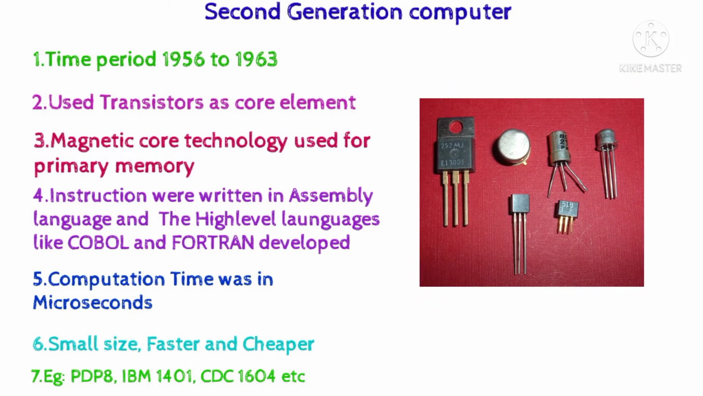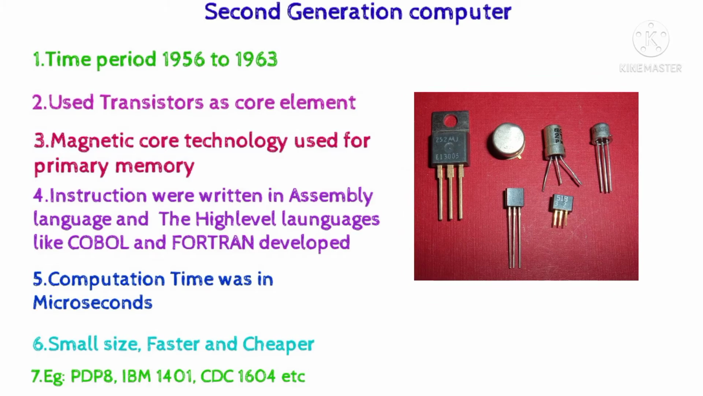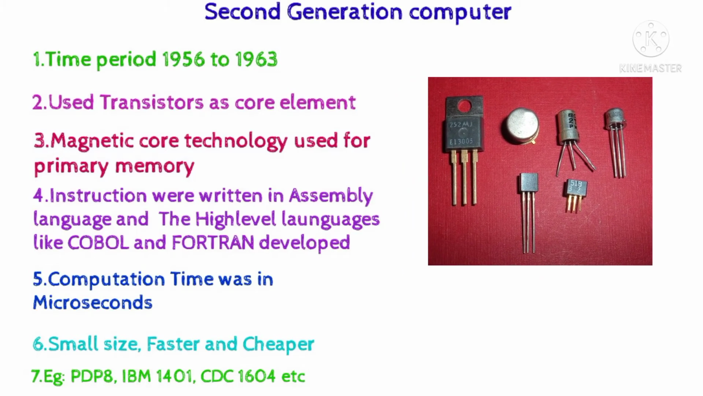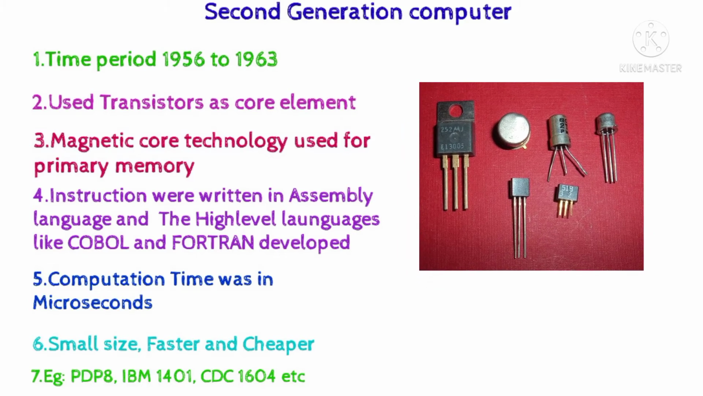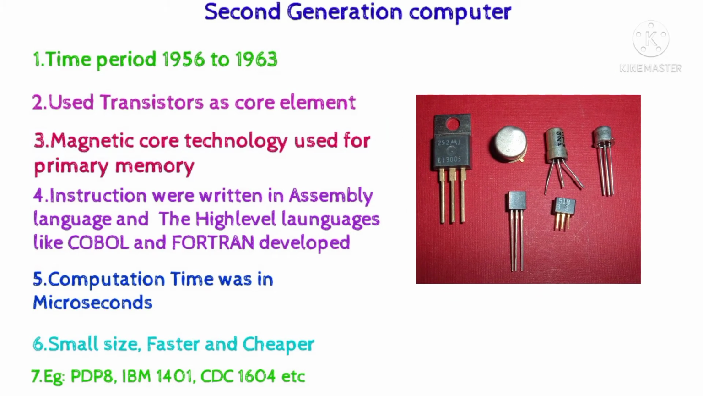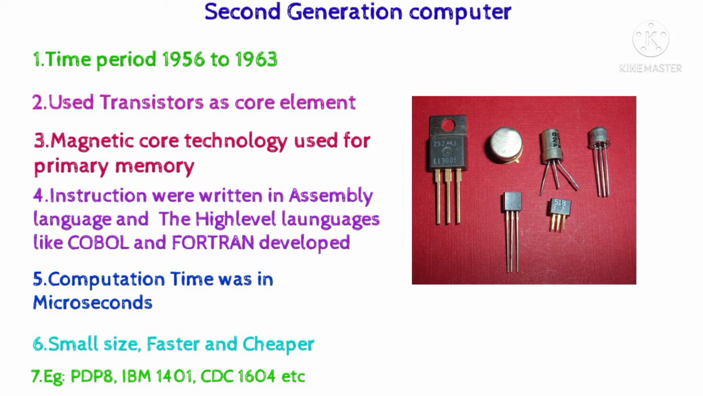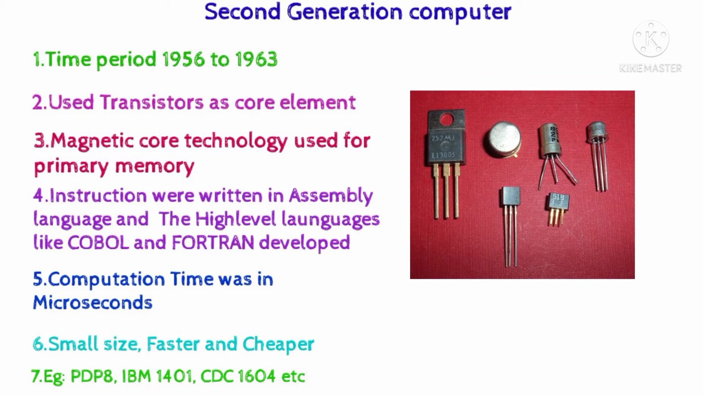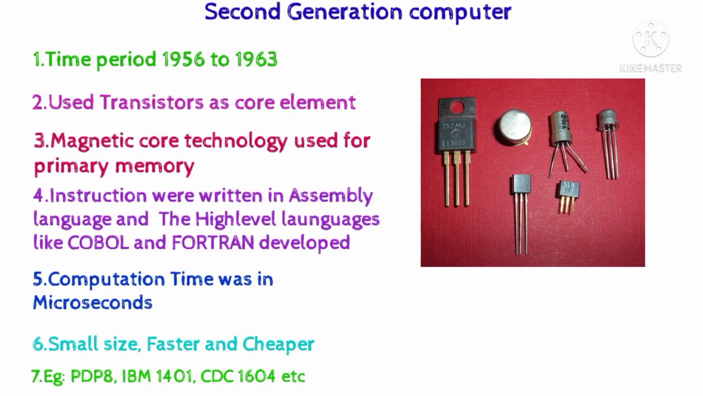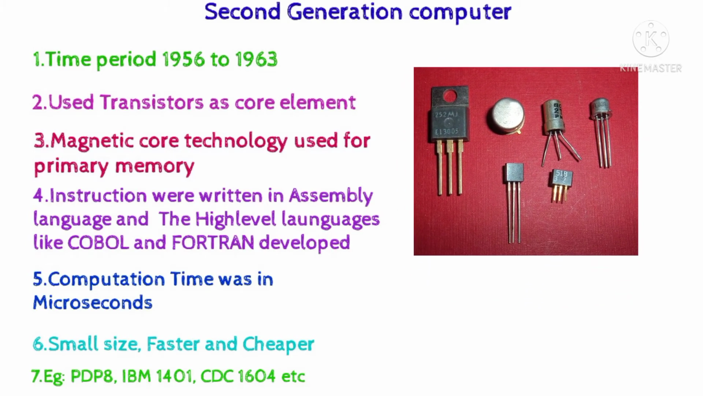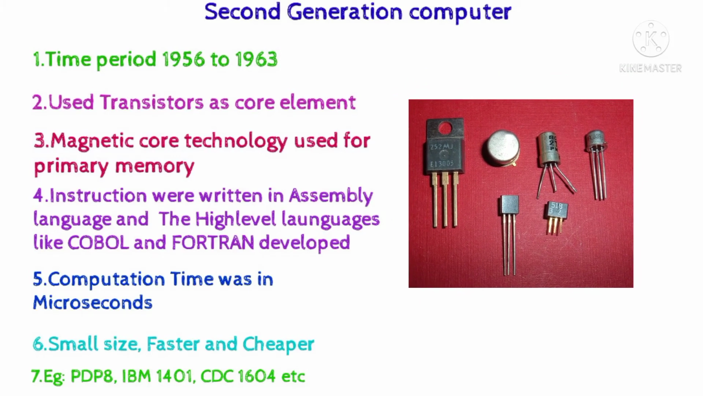Second generation computers. The time period considered for the second generation computer was 1956 to 1963. In the second generation computers, the vacuum tubes in the first generations were replaced with transistors, and also the magnetic core technology started using for the memory purposes. The instructions were written in assembly languages, and also the high level languages like COBOL and Fortran started developing this period.